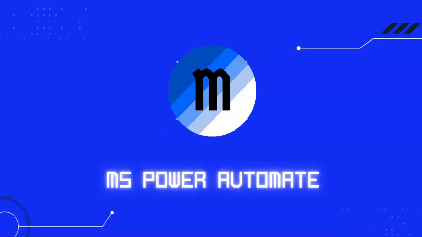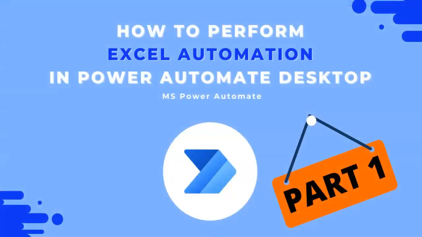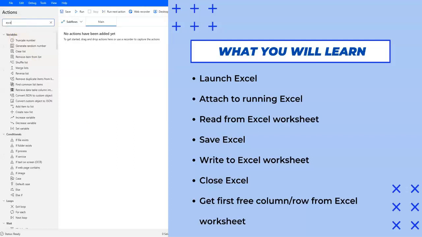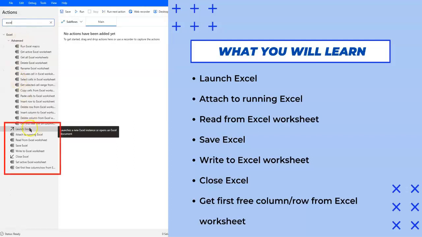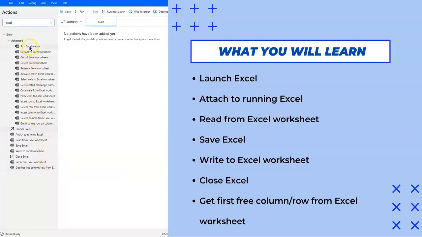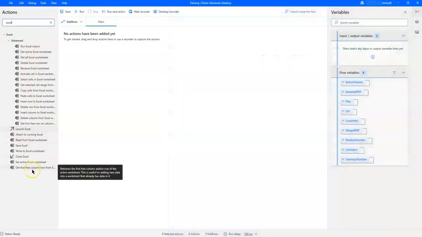In today's video, we will be going through the different types of Excel actions. The different types of Excel actions are launch Excel, attach to running Excel, read from Excel worksheet, save Excel, write to Excel worksheet, close Excel, set active Excel worksheet, and lastly get first free column or row from Excel worksheet. There are also other different actions, but we will go through the most common Excel actions.